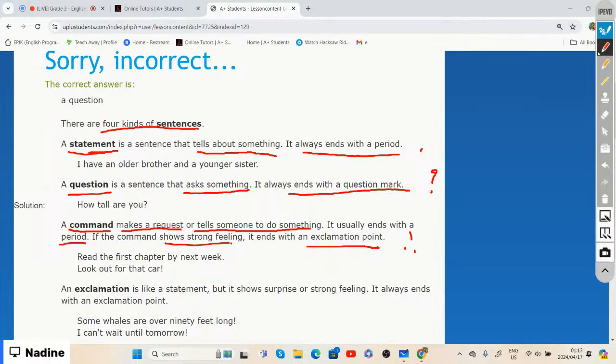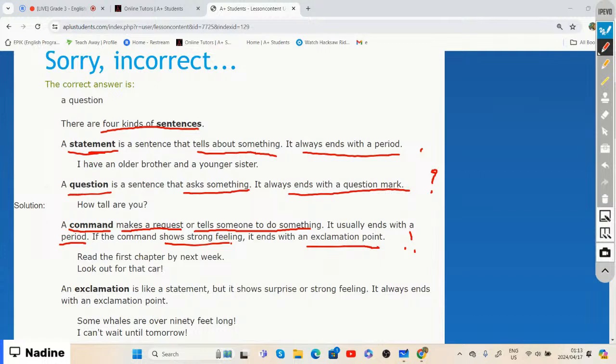All right. And then we have another example of a command: look out for the car! It's like someone telling you to look out for the car, but this time around it's almost like they are showing strong feeling. They're kind of shouting or stressing a point because maybe you're not seeing the car, right? And that ends with an exclamation point.